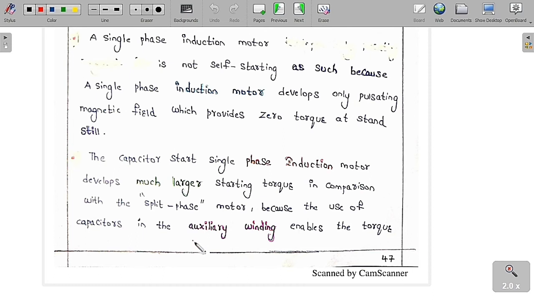So we can say simply that the capacitor start single phase induction motor develops a much larger starting torque in comparison with the split phase motor, because the use of a capacitor in the auxiliary winding is going to increase the torque. This concept I have already told you.